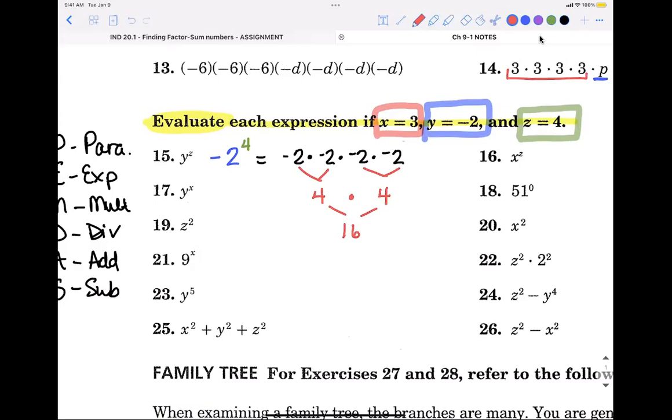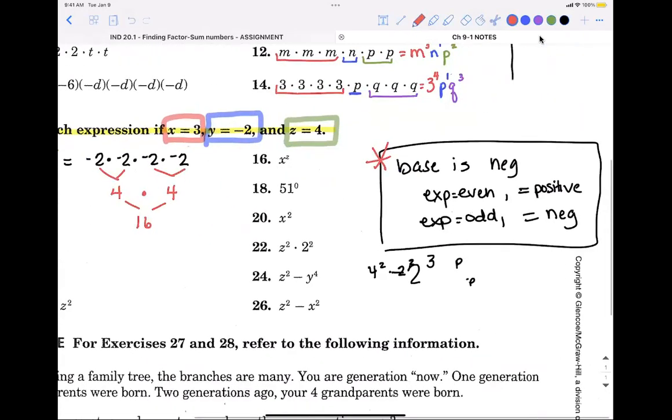Notice that when I multiplied 4 negative numbers together, I got a positive answer because a negative times a negative would be positive, times a third negative would go back negative, and then times a fourth negative would go back positive. So I've got a little memory trick here to help. If your base is negative, and this is only if your base is negative, if you have even exponents, your answer is going to be positive. And if you have an odd exponent, your answer is going to be negative.